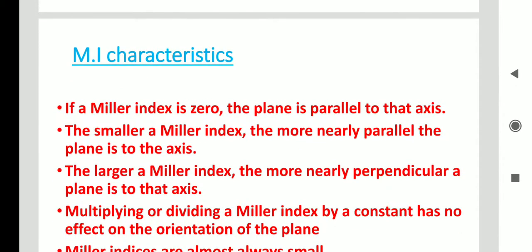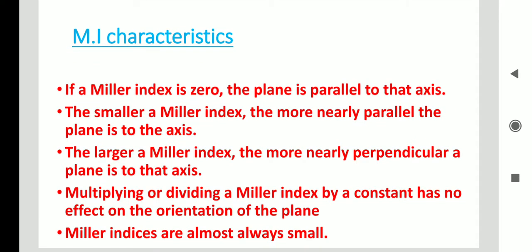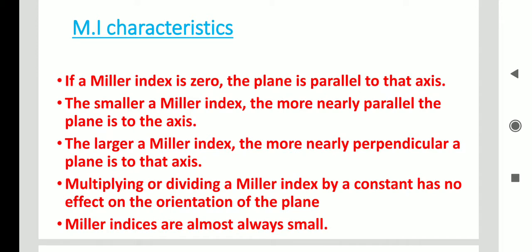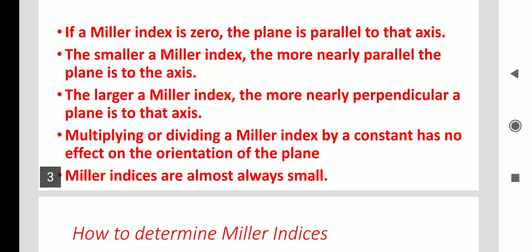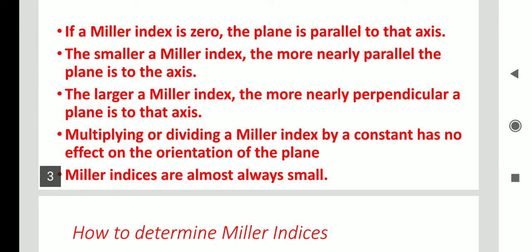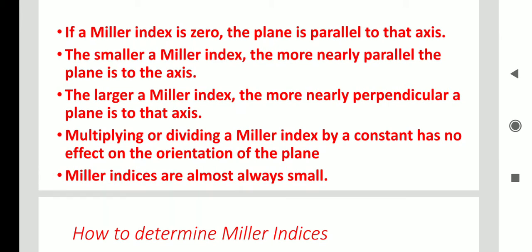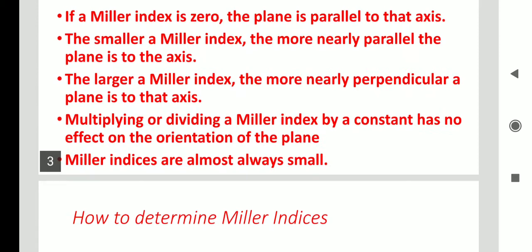Then, what are the characteristics of Miller indices? If a Miller index is 0, then the plane is parallel to that axis. Second point, if the Miller index is small, then the plane is more nearly parallel to the axis. If the Miller index is larger, it is more nearly perpendicular to the axis. The smaller one is parallel, the larger one is perpendicular.